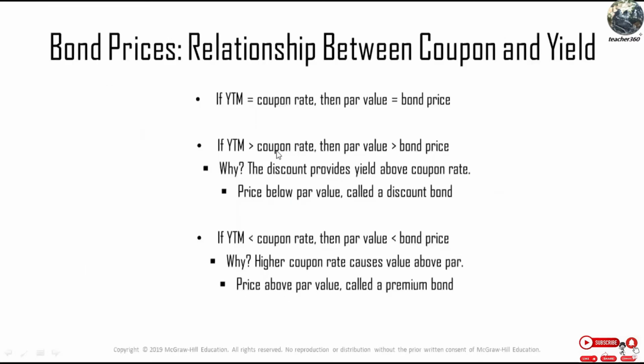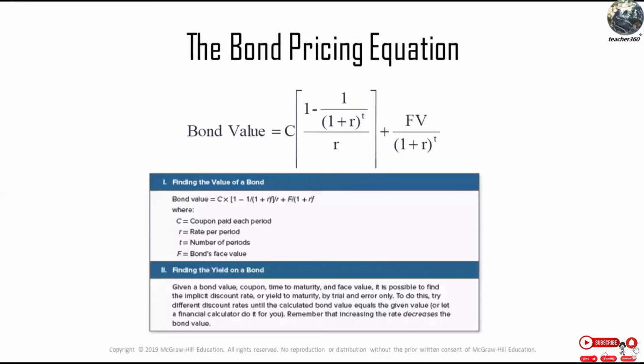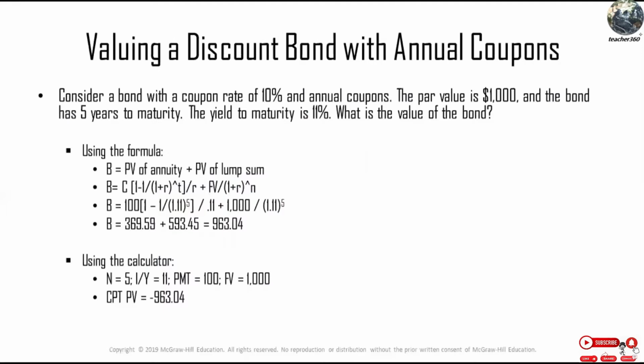If YTM is greater than the coupon rate, then par value is greater than bond price. Here we can see that your yield to maturity is 11%, which is higher than the coupon rate. So in that case, your par value is also higher than your bond price. So when yield to maturity is higher than the annual coupon, then par value is higher than bond price.